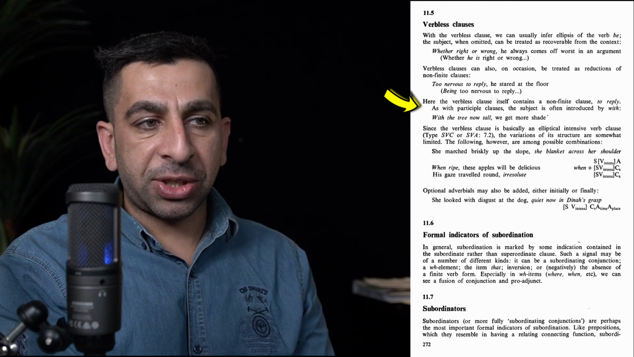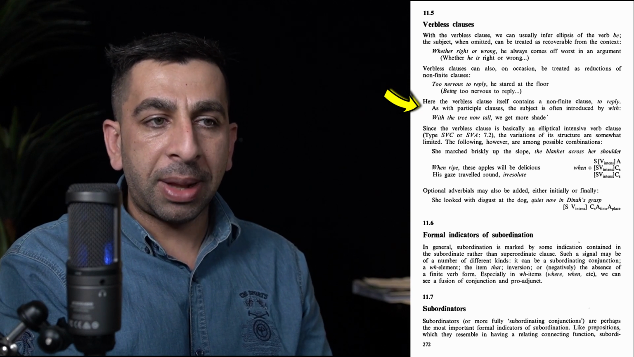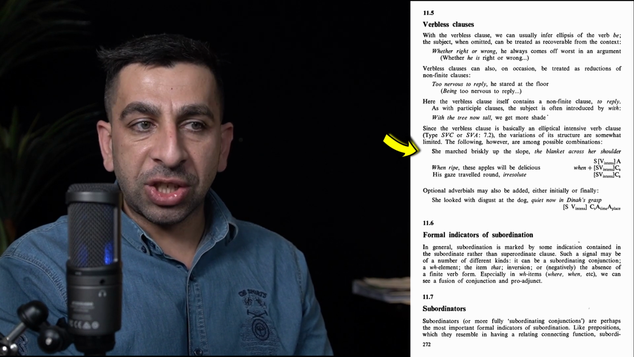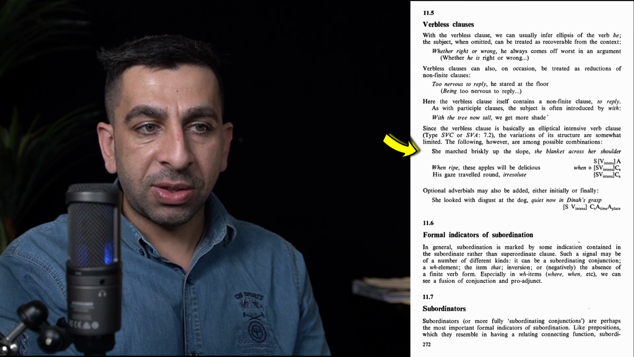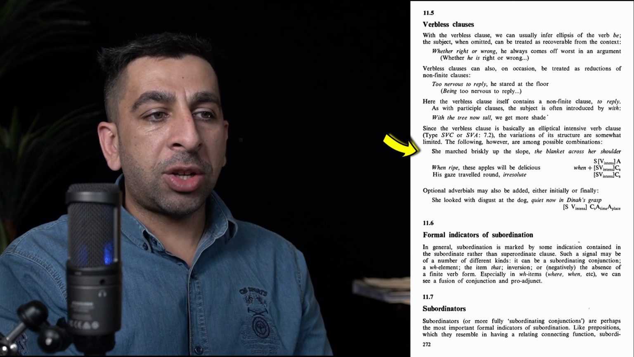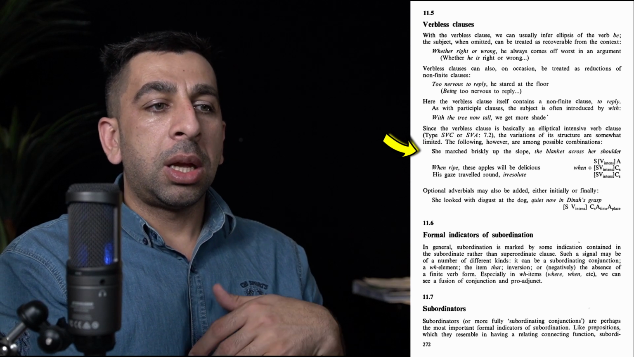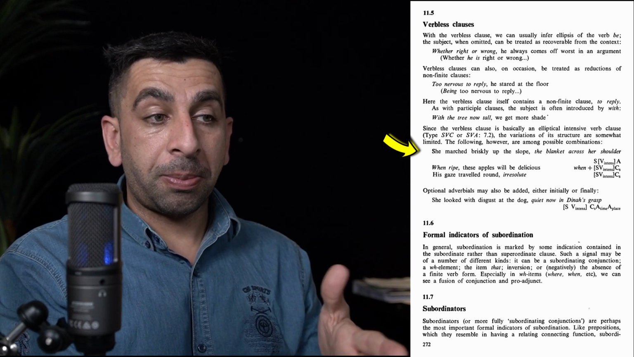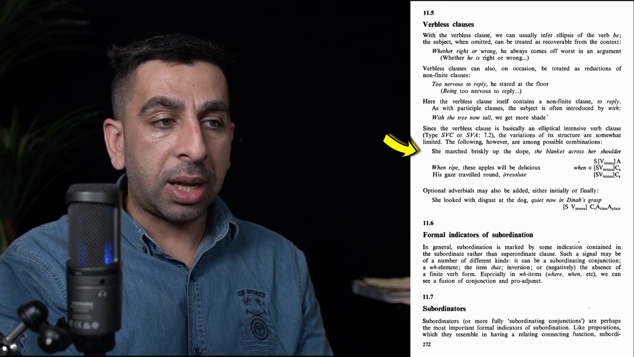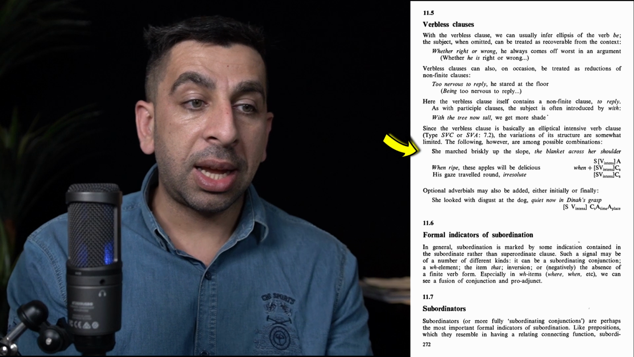She marched briskly up the slope, the blanket across her shoulder. The blanket across her shoulder. When ripe, these apples will be delicious. And when plus subject, verb, intensifier adverb, subject complement, when not subject complement. His gaze traveled around irresolute. And irresolute subject complement. Then irresolute كمل his gaze. Optional adverbial may also be added either initially or finally. مثلا: she looked with disgust at the dog, quiet now in Dina's grasp.